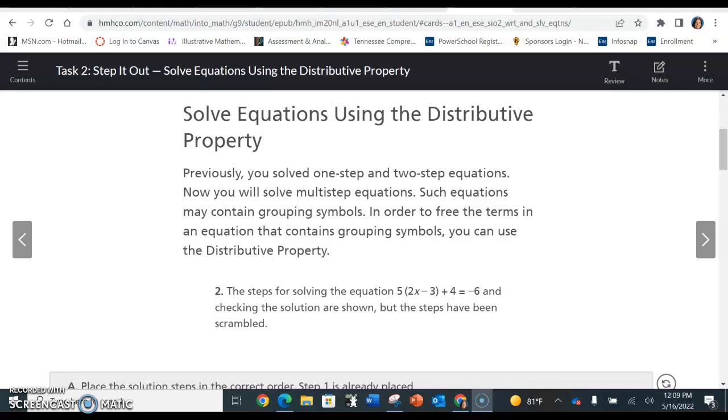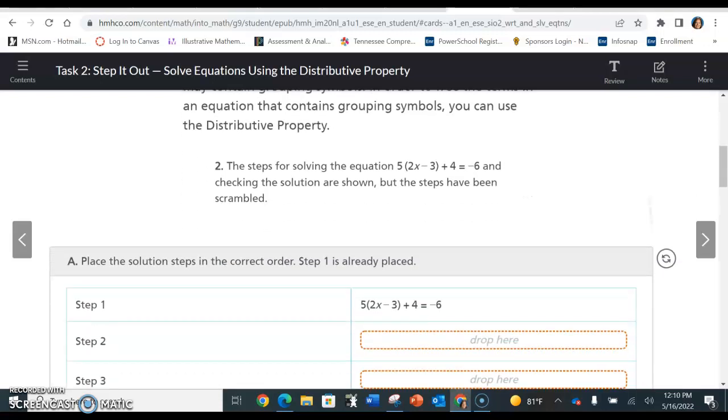Lesson 2.2, Task 2. Solve equations using the distributive property. Previously, you solved one-step and two-step equations. Now you will solve multi-step equations. Such equations may contain grouping symbols. In order to free the terms in the equation that contain grouping symbols, you can use the distributive property.